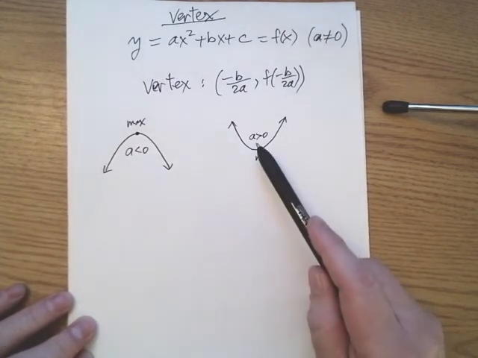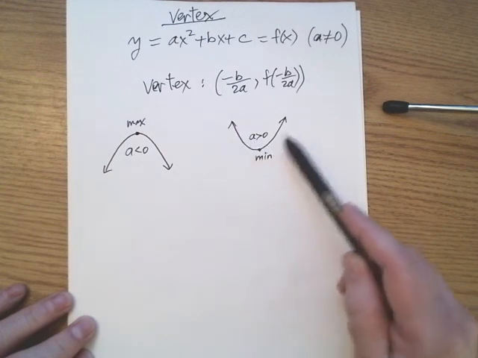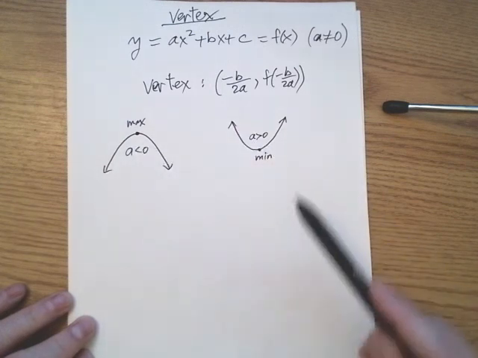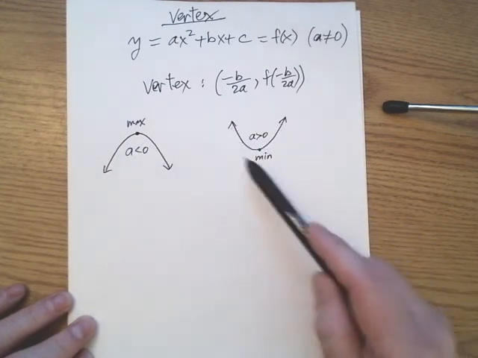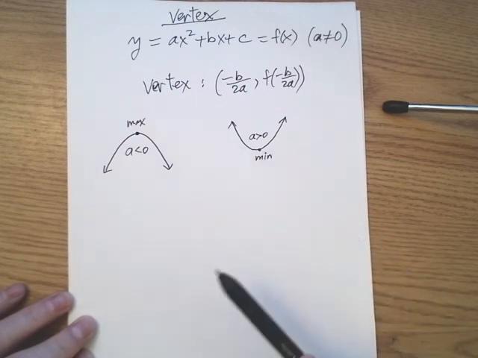On the other hand, when a is positive, it will be smiling, right? Positive people smile, negative people frown. Okay, if a is positive, it'll be opening upwards. And this point here will be a minimum.